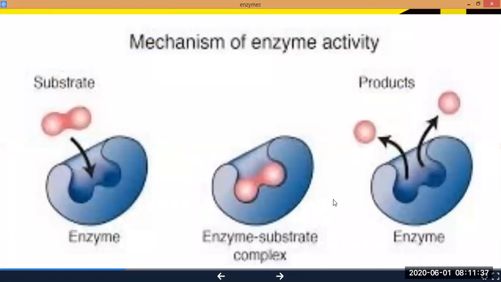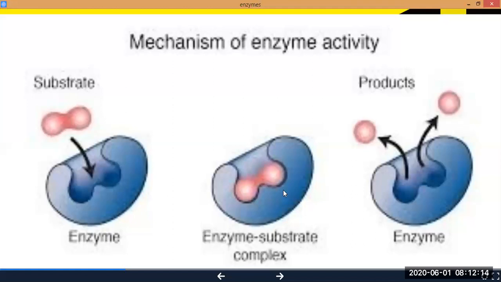Look at this diagram. This is an enzyme. It has a particular shape, which we call the binding site. Every enzyme has a specific shape, and every substrate has a specific shape. So the specific substrate comes and binds to the specific enzyme. It doesn't bind randomly. The specific shape of the substrate allows it to bind to a specific enzyme, and this is how they make the enzyme substrate complex, which is shown in the middle.